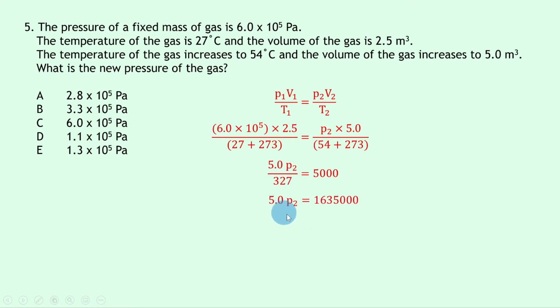So we get 5.0 P2 is equal to 1,635,000, and you'll find that just by doing 5,000 times 327. And then to get P2 on its own, we simply divide both sides by 5 to get P2 equals 3.3 times 10 to the 5 pascals. And you'll see that that is actually one of our options here, which is B.